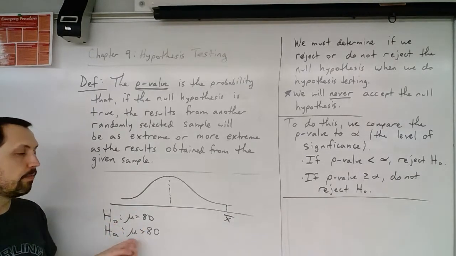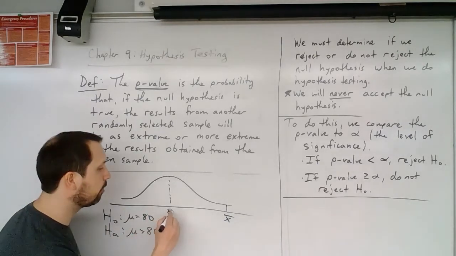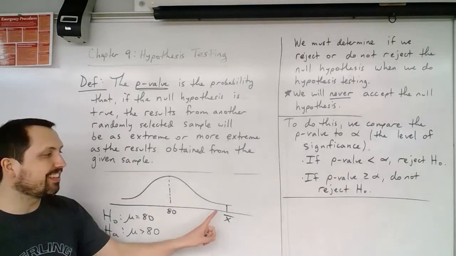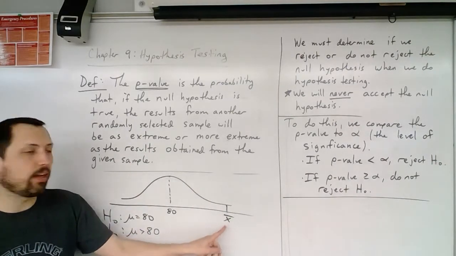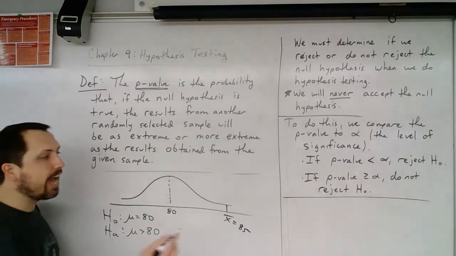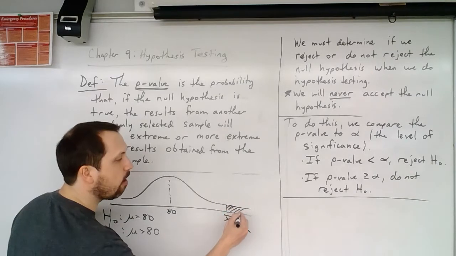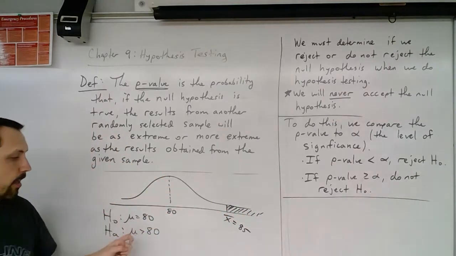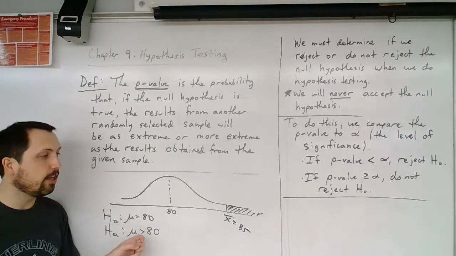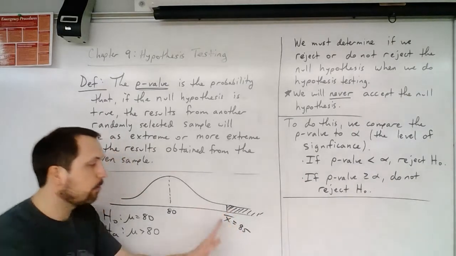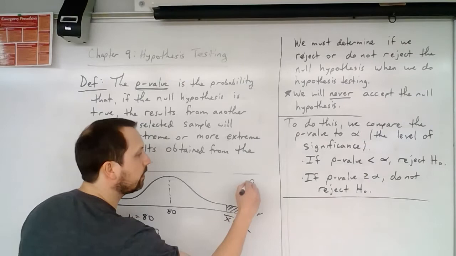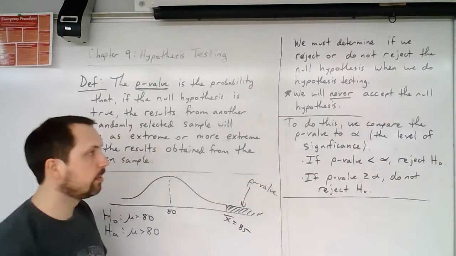That's the claim I'm testing. I'm much bigger than, say, this value of 80. To be as extreme or more extreme, I am either out to this point, which hypothetically speaking is, say, 85, or I fall within this range. More extreme means that I am larger than my sample data. That's going to be my p-value. So my p-value over here is found by this area.